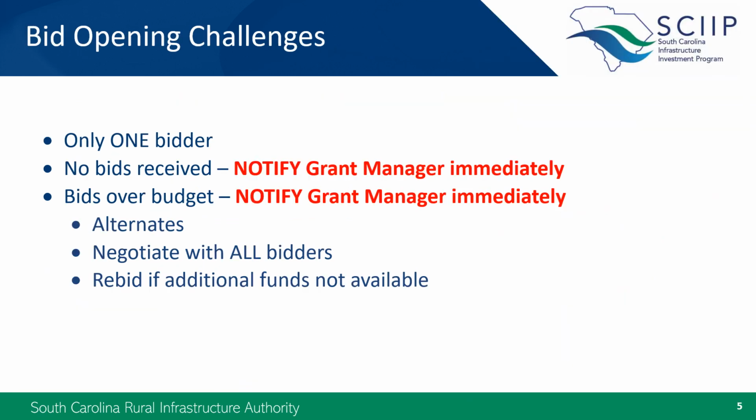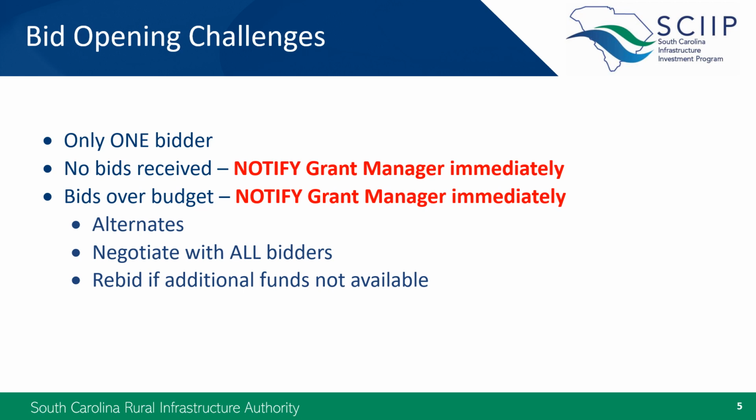Before we get into the weeds on the checklist, this is a good time to highlight a few circumstances that could occur with a bid opening and how they are handled by RIA and the SCIIP grant program. So at this point, the project's been advertised for 30 days in SCIIP. Qualified contractors were directly solicited. Now it's time for your bid opening.